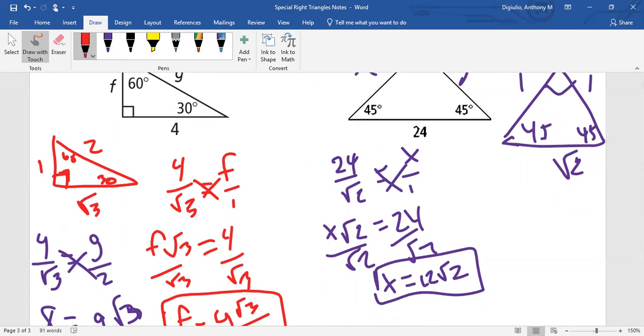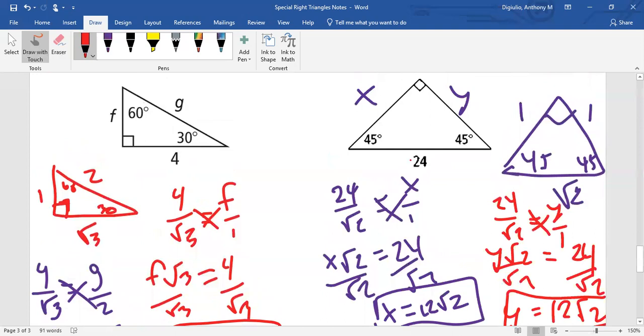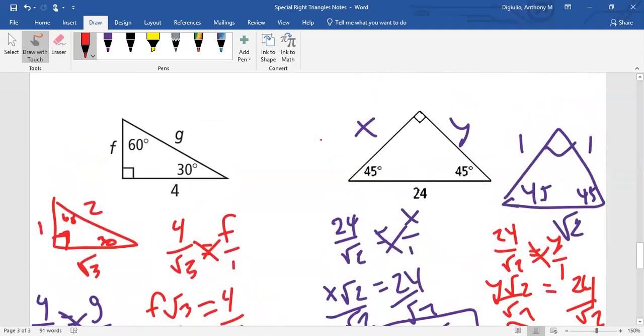Last but not least, we're going to do the other side, which is 24 over root 2 equals y over 1. Hey, look at that. It looks pretty much the same as the proportion I just set up. I cross multiply, I get y times root 2 equals 24. It is the exact same one. So when I divide by root 2, I should end up getting that y equals 12 root 2. And that makes sense because my sides opposite these angles, since it's the same angle, should be the same side.